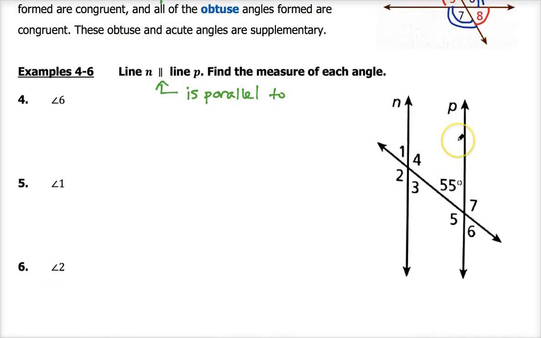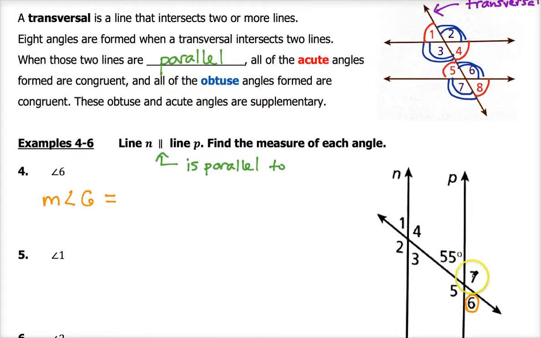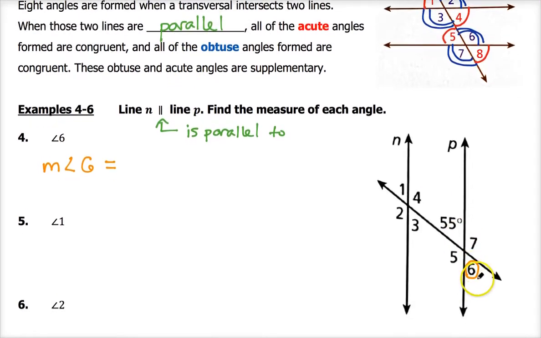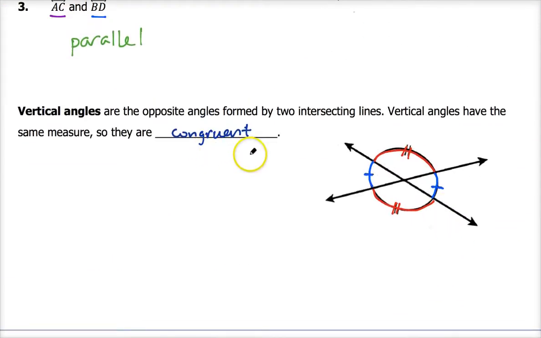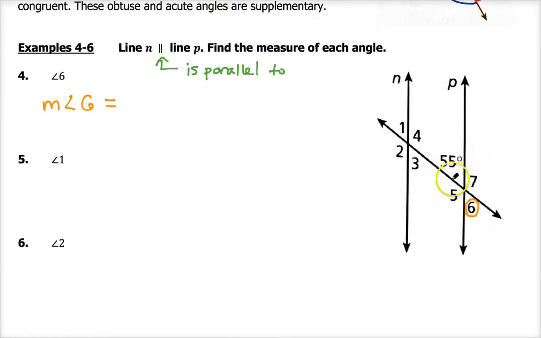Number 4 asks us to find the measure of angle 6. So first of all, let's find angle 6. Angle 6 is right here. We're going to use what we learned in this paragraph above to find the measure of angle 6. Notice that angle 6 has a vertical angle of 55 degrees. Angle 6's vertical angle straight across is 55 degrees. We learned on the front side that vertical angles are always congruent. So because this angle here is 55 degrees, angle 6 must also be 55 degrees.